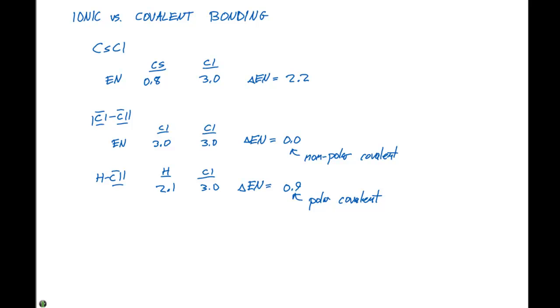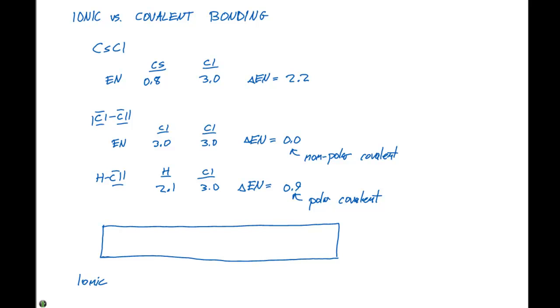So we can set up a continuum between our ionic and nonpolar covalent bonds. On the left-hand side, we'll say our bonds are ionic. On the right-hand side, they're covalent. And here we can say ionic, in the middle we'll say is polar covalent, and on the right, we have our nonpolar covalent.